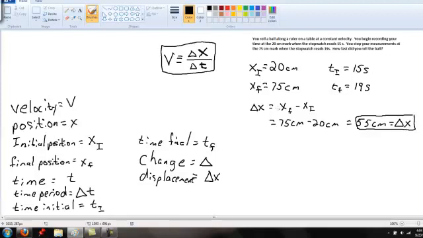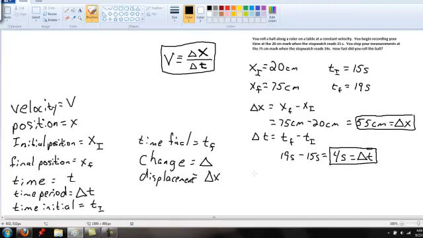Next, we also have to know the change in time. Well, the change in time, the change in anything, is the final time minus the initial time. The final time being 19 seconds, the initial time being 15 seconds. It took a duration of 4 seconds for this ball to roll that distance. Delta t was the time.